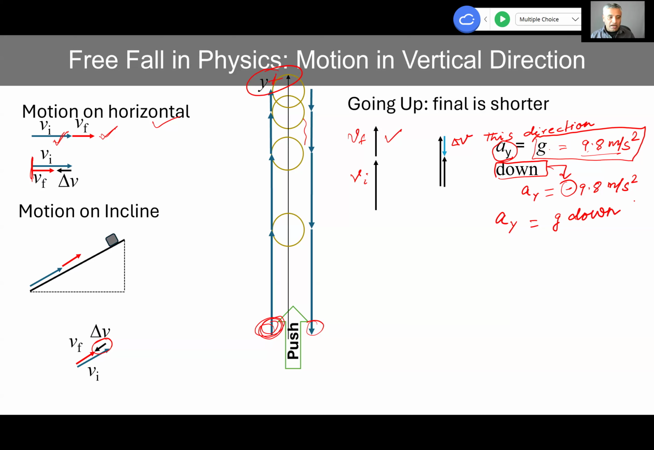So if you're choosing up as positive, then the acceleration, you can write like that, a_y equals negative g. So this is just the notation for this thing here. The whole thing is g here, okay? And the direction is this negative sign. So that's how it works for vector quantities. So it is different from scalars, regular numbers.